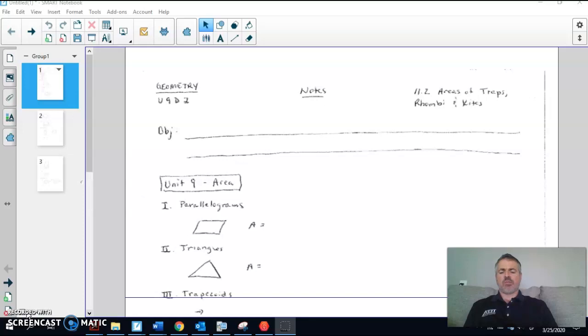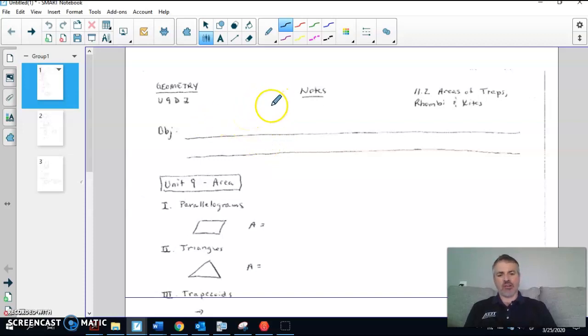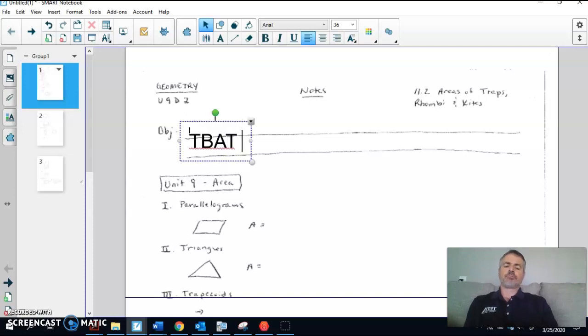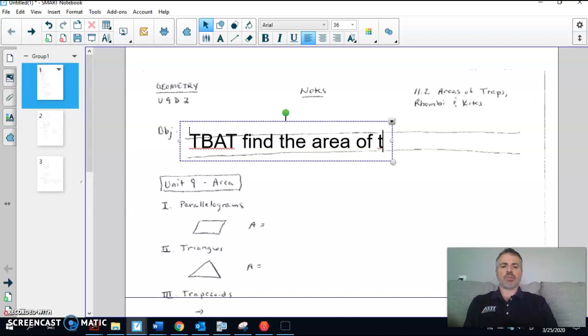But today's notes, again, we're going to continue on with this two-dimensional measurement that we've been doing. This two-dimensional measurement we've been looking at is area. And so we've been cutting up the insides of shapes into little tiny squares and then counting the squares, and that's all calculating the area is. But the objective for the day is pretty simple. It's to be able to find the area of trapezoids.